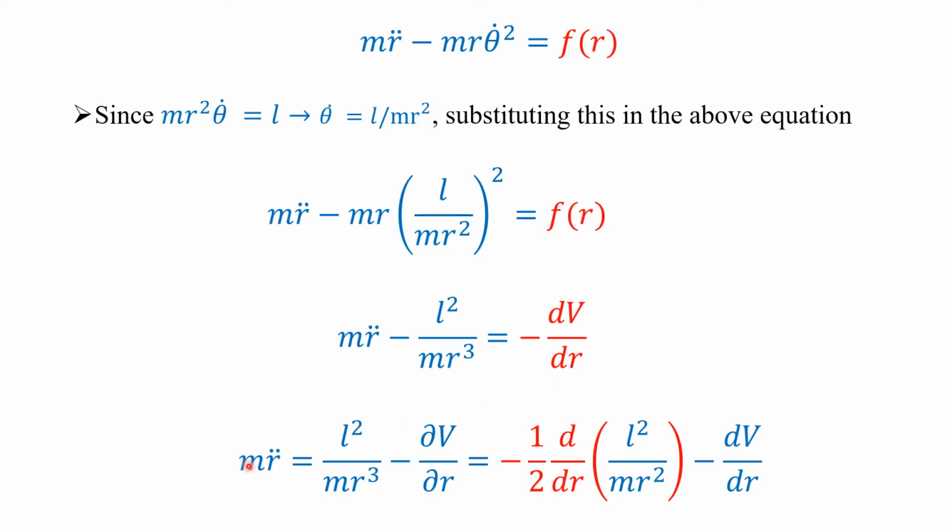Now m r double dot is equal to L squared over m r cubed, which you bring to the right hand side, minus, of course, delta V over delta r. This we can write as minus dV by dr, because we have changed all partial derivatives into full derivatives because it depends only on r.